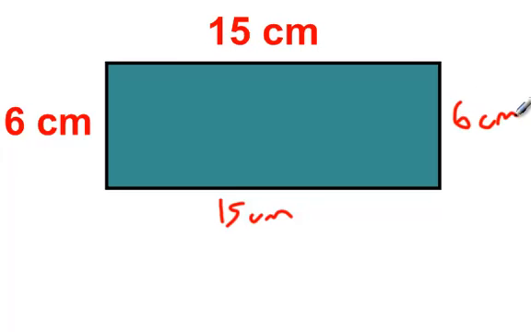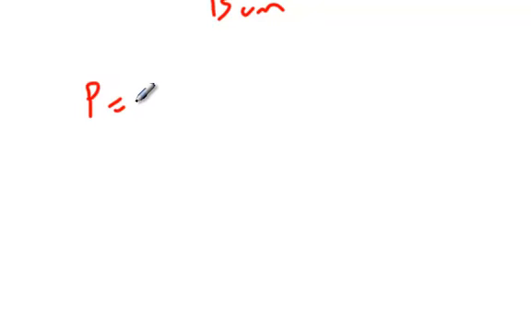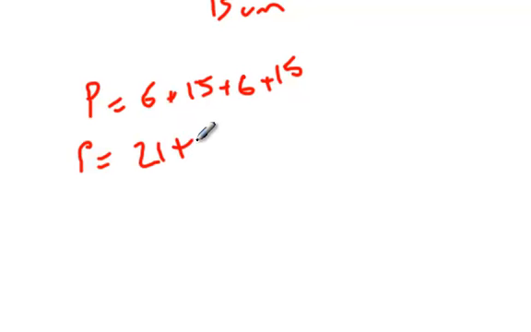And then over here, this side is going to be 6 centimeters. Like I said, we're just going to add up the distance around the outside of the figure. So I'm going to put P equals 6 plus 15 plus 6 plus 15. 6 plus 15 is 21, and then 21 plus 21 is equal to 42. So I get 42 centimeters.